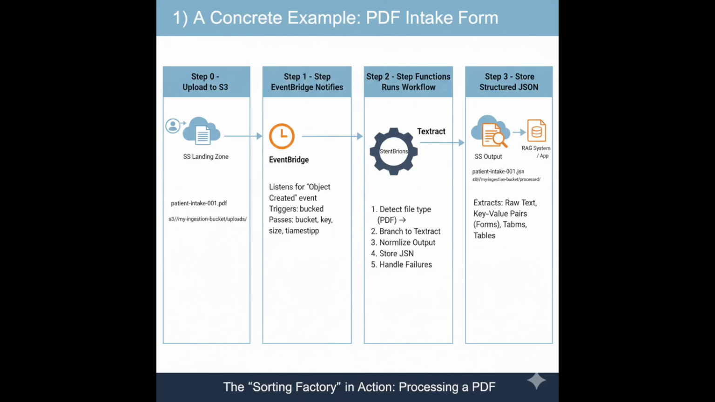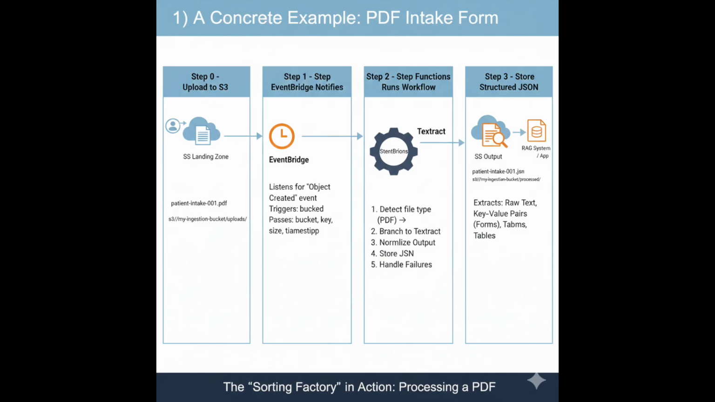Step 1, EventBridge notices the upload. S3 emits an event like Object Created. The EventBridge rule listens for bucket equals myingestionbucket, prefix equals uploads/, event type equals Object Created. When it matches, EventBridge triggers your Step Functions state machine and passes the object info: bucket, key path, size, timestamp. Why EventBridge? Because it's the clean event router for AWS. It decouples ingestion from processing.